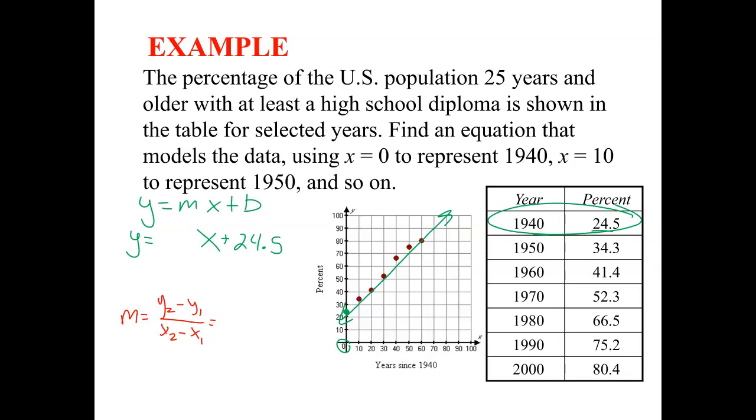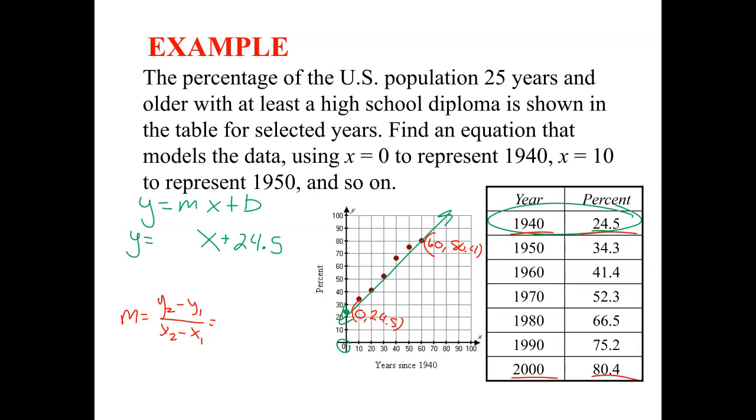So we'll use the year 1940. Now remember, these aren't our x values. These are our x values. So what's my ordered pair for my first point? So I've got 0, let's go ahead and write it down here: (0, 24.5). And what's my ordered pair for that last one? Close. (60, 80.4). Okay? So there's our x and y's.